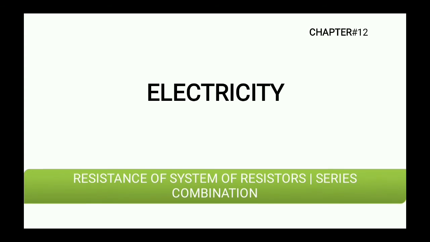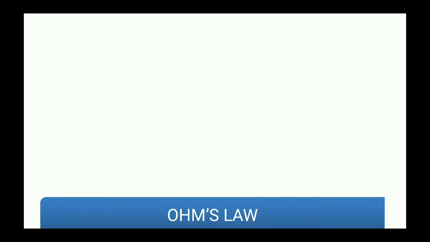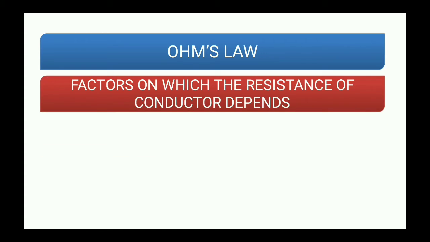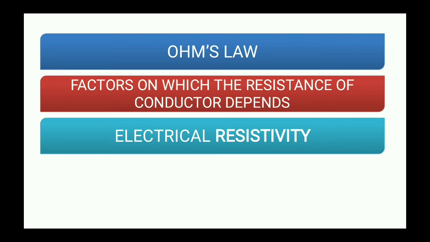Students, today we will be continuing with the lesson electricity, which is chapter number 12, and we will be studying about resistance of system of resistors and series combination. This is part number 4 of the lesson. In the last session we had studied about Ohm's law, factors on which the resistance of the conductor depends, and we had also dealt with electrical resistivity.